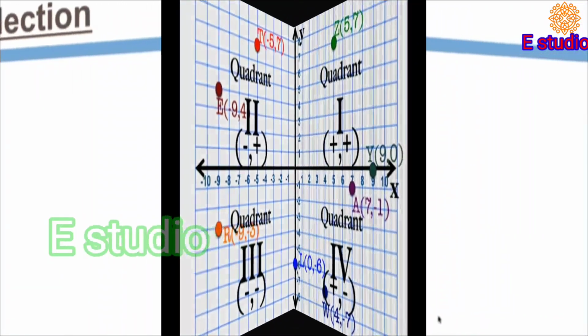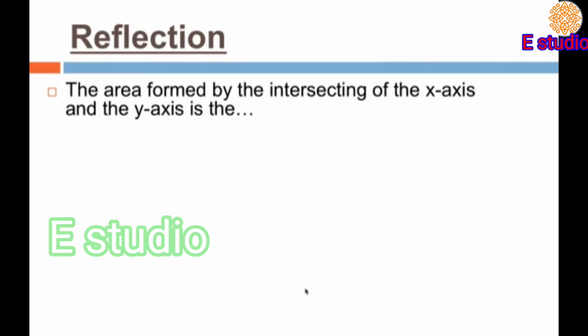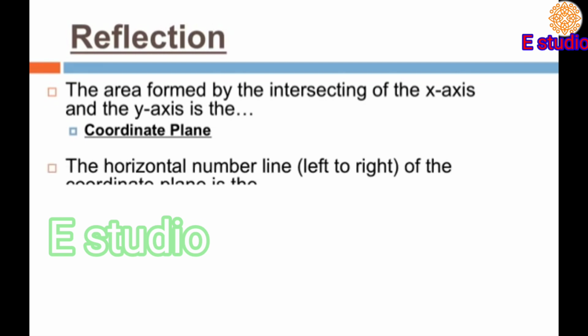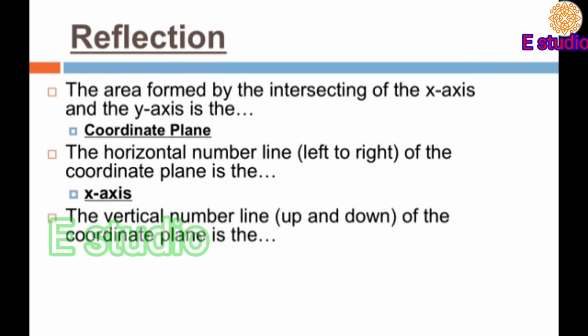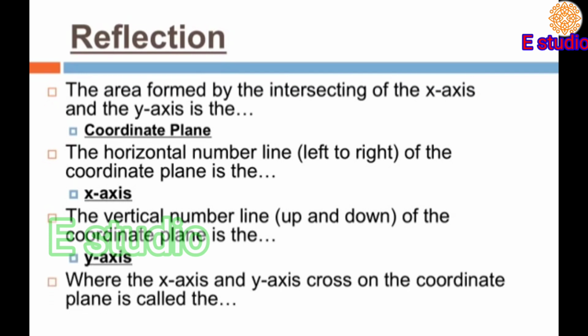Let's review this lesson. The area formed by the intersecting of the x-axis and the y-axis is the coordinate plane. The horizontal number line, left to right, of the coordinate plane is the x-axis. The vertical number line, up and down, of the coordinate plane is the y-axis. Where the x-axis and y-axis cross on the coordinate plane is called the origin.